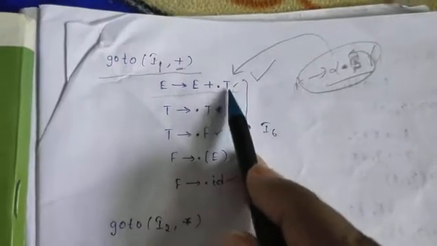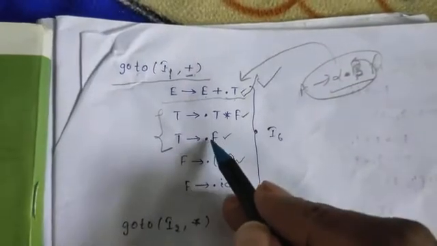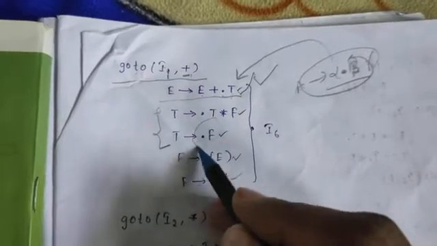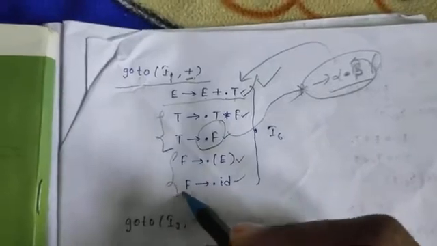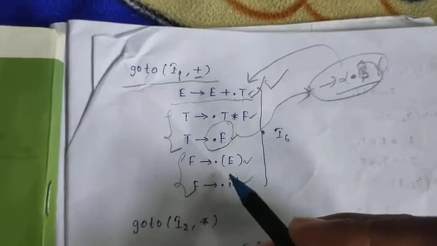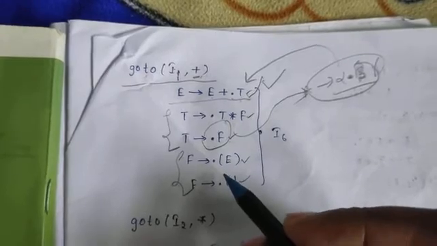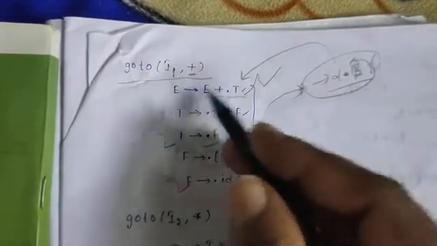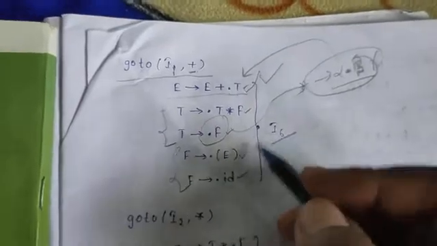For that reason, the dot is before T, meaning T-related productions should be placed under this. Again the dot is before F, so this is also matched with this rule. For that reason, F-related productions also come under this. Here there is no non-terminal after the dot, so there is no expansion for these two. So finally these 1 2 3 4 5 6 productions can be considered as a new state.